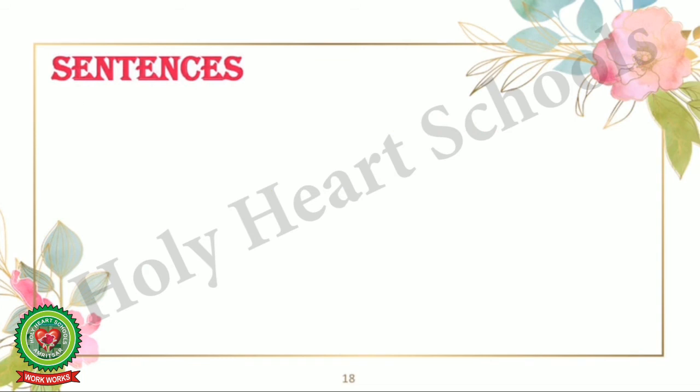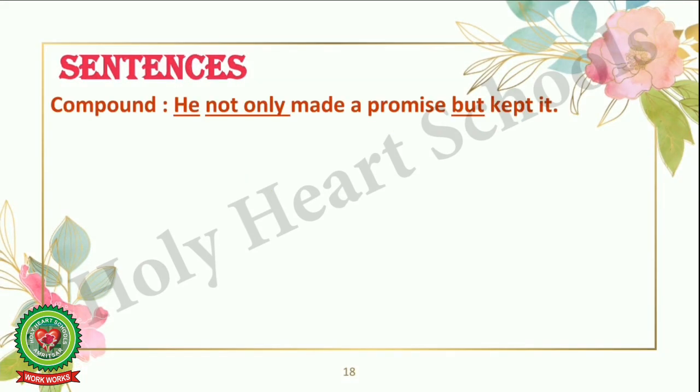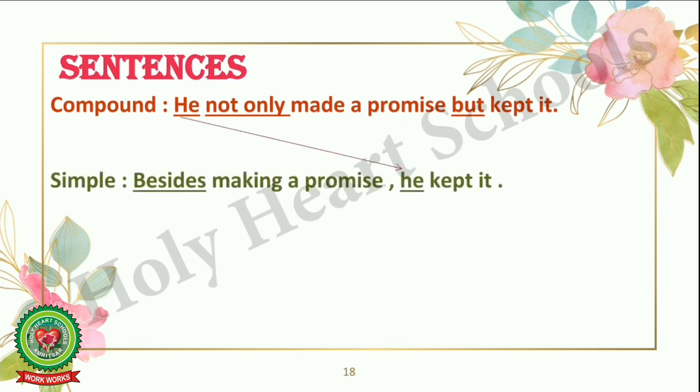Coming up to the next sentence. He not only made a promise but kept it. Children, whenever we have one action happening in addition to the other, we can use besides. So here there are two things that are happening. One is making a promise and the other is keeping it. So we can begin the sentence with besides. And our answer will be, besides making a promise, he kept it.